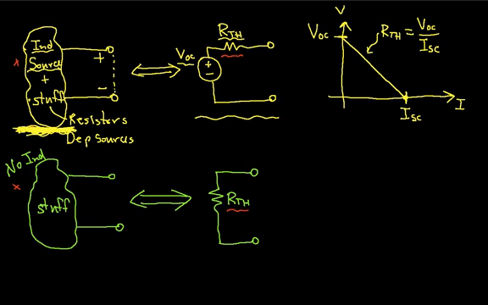Similarly, if you have a circuit that has no independent sources, and we look at the voltage-current relationship in this case, it looks like this, where again this is current and this is voltage. And the slope of this line is RTH.